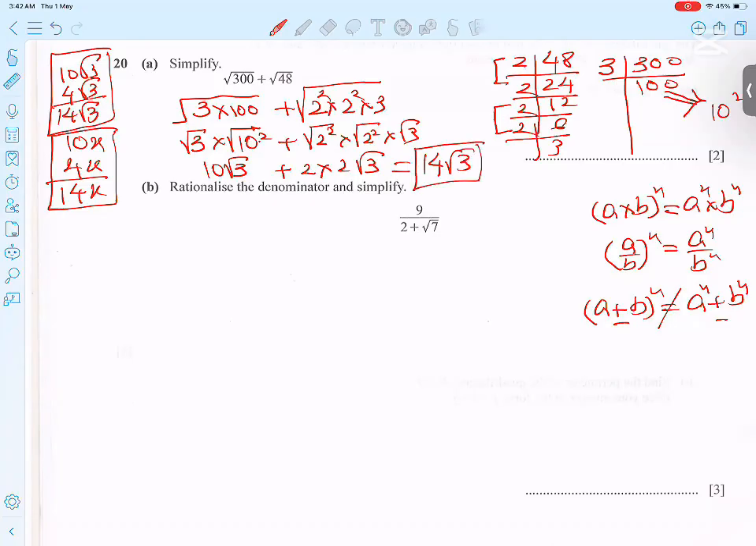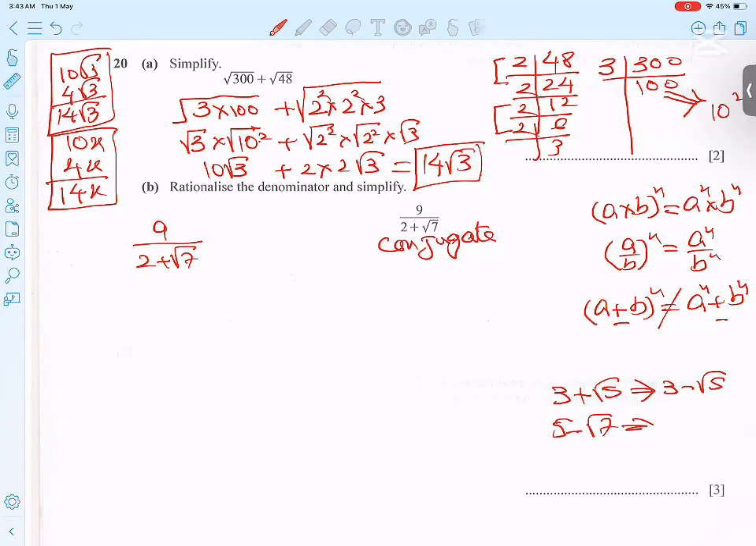So let's go for the next part. So rationalize. These kinds of questions are very important. Whenever this kind of question comes, you will rationalize using the conjugate. What does conjugate mean? Look, I'll give some examples. 3 plus root 5, the conjugate is 3 minus root 5. 5 minus root 7, the conjugate is 5 plus root 7. So simply beside the root, the sign will change.